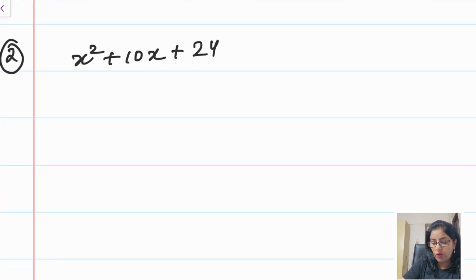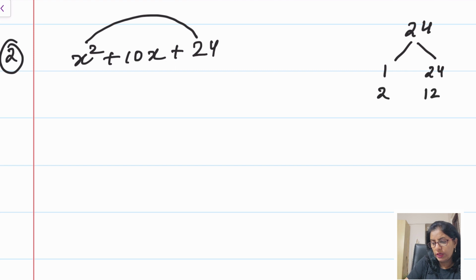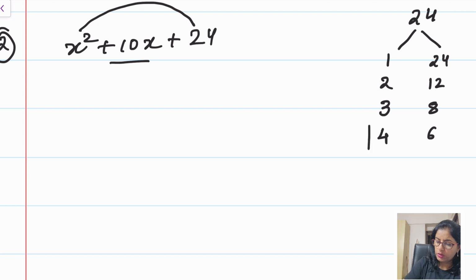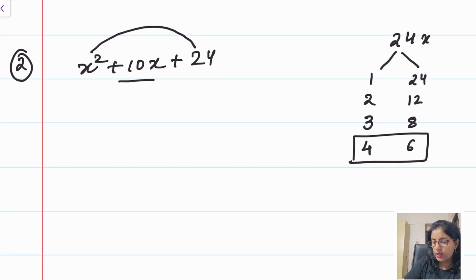So the product of the first and the last term is 24. Let's find all the factors of 24: 1, 24, 2, 12, 3, 8, 4, 6. Now which factors sum up to make 10x? This is going to be our choice. So this is 24x square, this is x and x, we check once again. The product of 4x and 6x is 24x square. The sum of 4x and 6x is 10x.